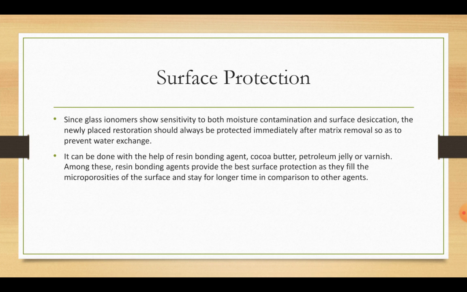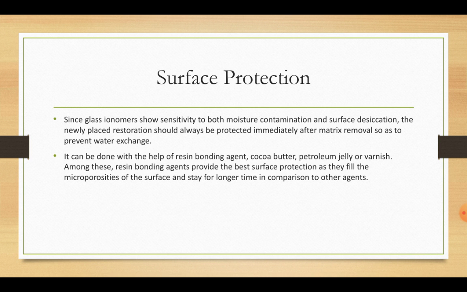Among these, resin bonding agents provide the best surface protection as they fill the microporosities of the surface in a better way, and they stay for a longer time in comparison to other kinds of agents. So we can see how important surface protection is, that before even contouring the restoration, we should protect the surface of the restoration.